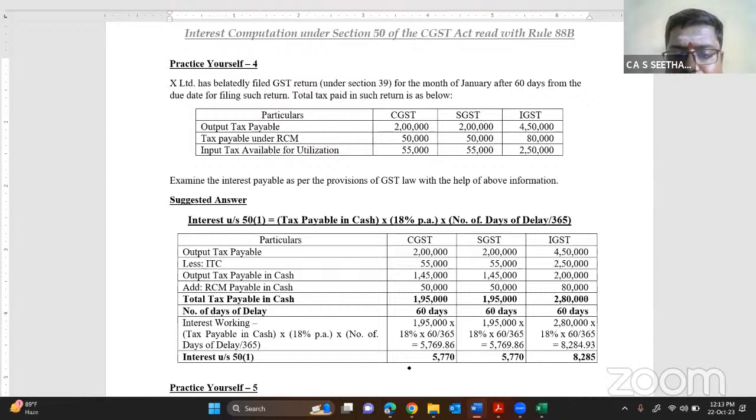First, output tax liability minus input tax credit, balance payable in cash. To this figure, add RCM payable in cash, because that is also tax payable in cash. So this is the total tax payable in cash, for which you do the number of days of delay calculation. Everybody, my dear, 9764: with respect to that figure alone, you have to rework.